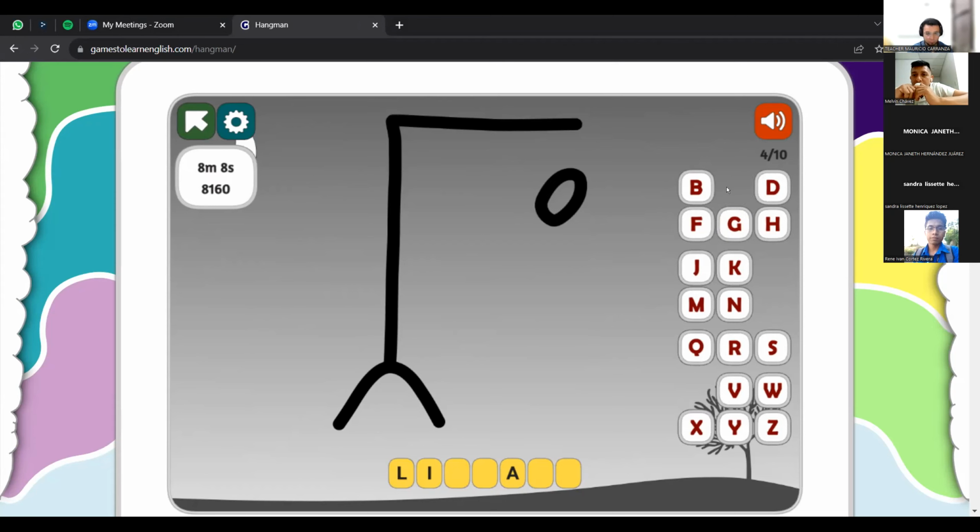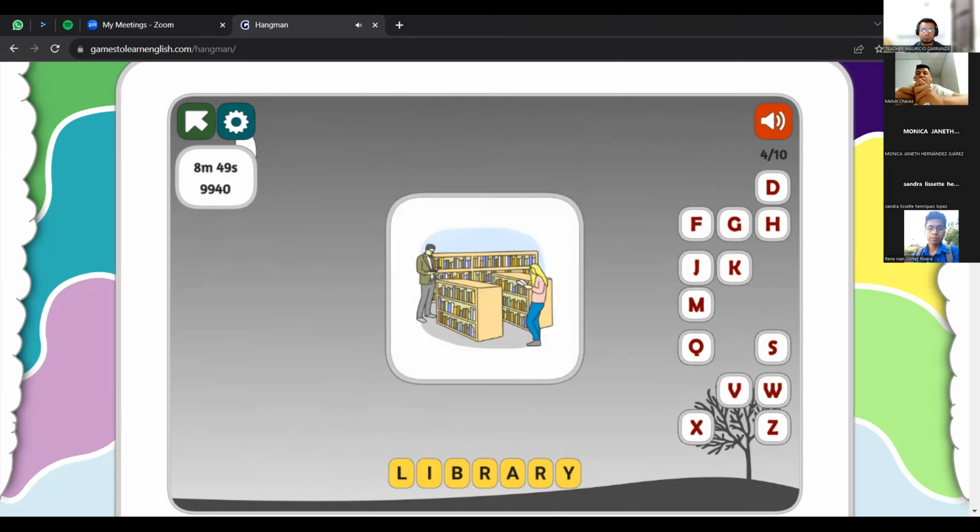N. No. R. R. Yeah. Library. Wouldn't it be library? Library. Yes, library. Good.